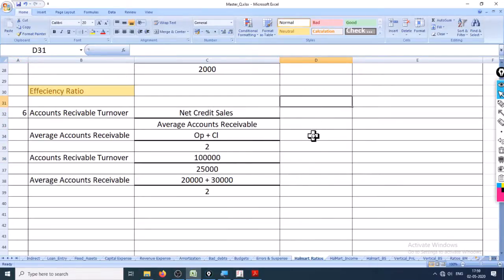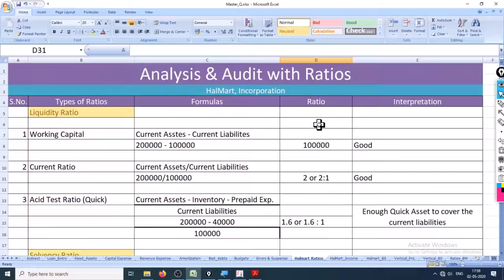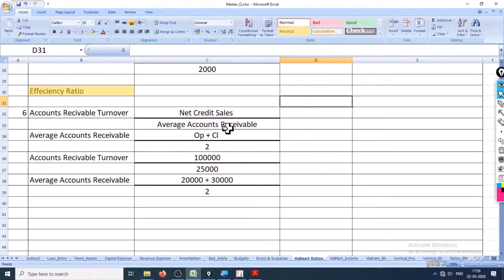Now when you open the sheet, it might look confusing, but I really recommend you delete it all and start doing it with me, so that you'll not find it confusing. This is pretty straight. That is 1 lakh divided by 25,000. That is 4 times. Okay, the answer is 4 times.